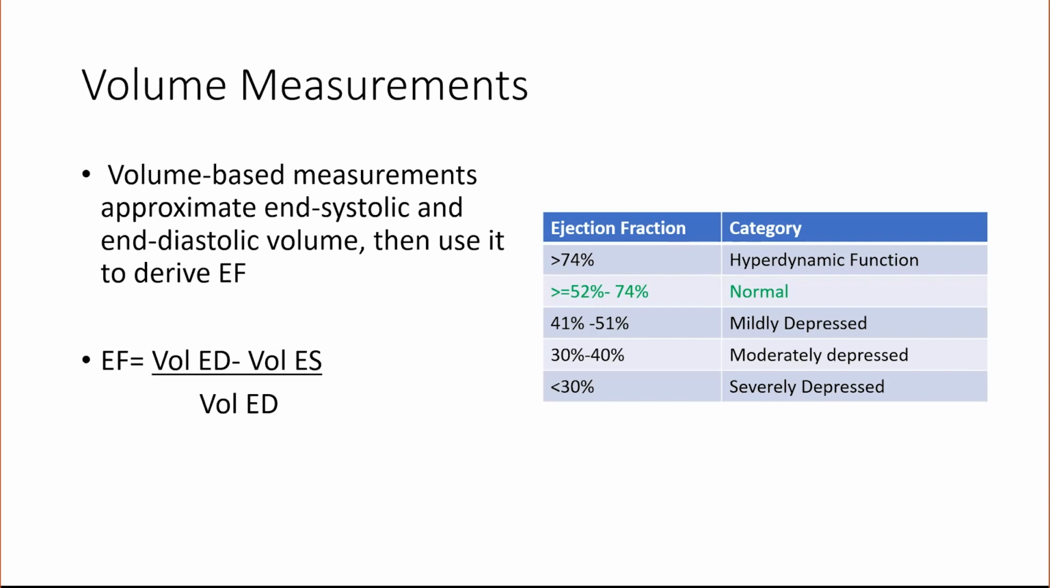And 75% and above is hyperdynamic function. So 52 to 74 is normal, 41 to 51 is mildly depressed, 30 to 40 is moderately depressed, and less than 30% is severely depressed. Now there is, I think, a little bit of difference between male and female, but the number to remember is 52%. So 52% to 74% is normal, 40 to 50 is mildly depressed, 30 to 40 is moderately depressed, and less than 30% is severely depressed.